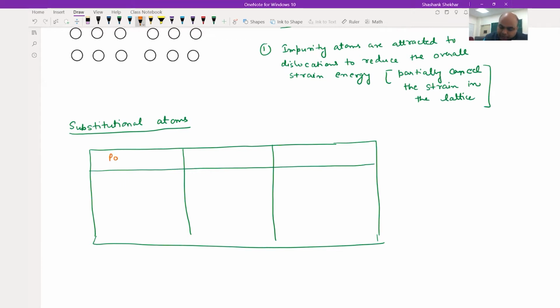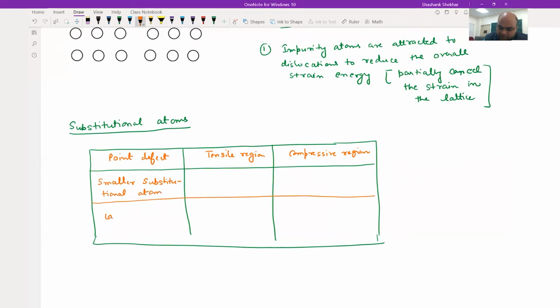So we have point defects. Since we are talking about edge dislocation, I have two regions, tensile and compressive. Now we can have a smaller substitutional atom or we can have a larger one.